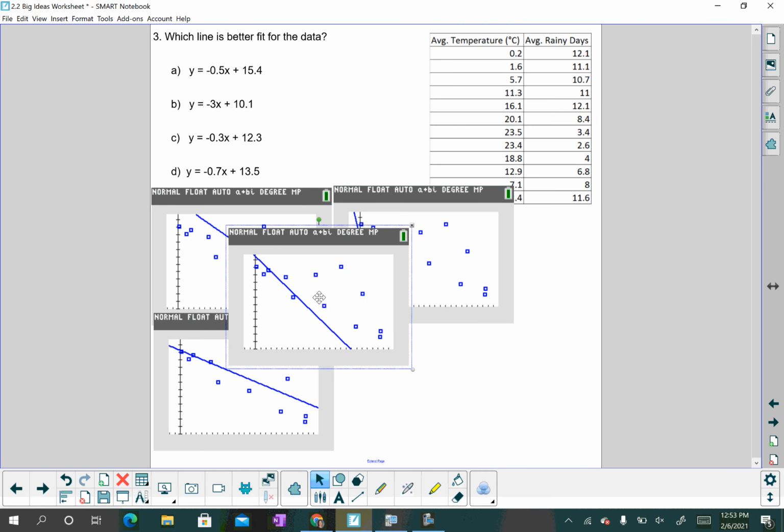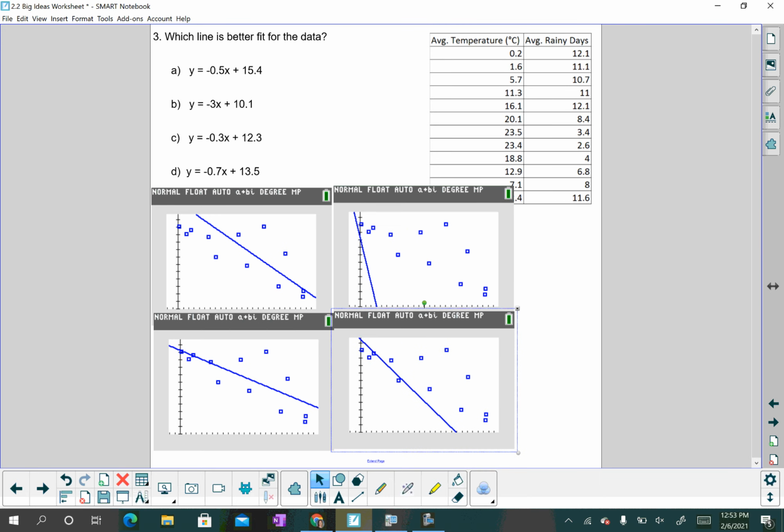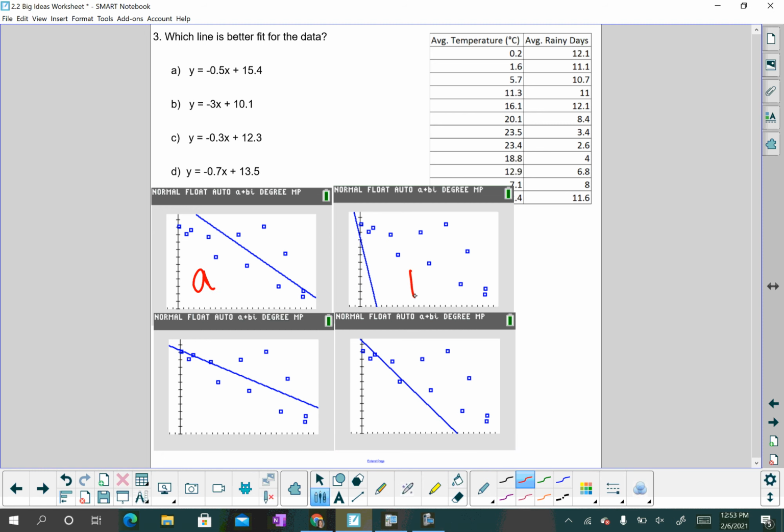All right, so the question is asking which of the following lines is a better fit for our data. So let's go ahead and label these so you have them. This guy was A, B, C, and D. The line that's the best fit of the data will show the general trend of the data. It should go through the middle of the data if your data is not exactly linear, with approximately the same number of points above the line as below the line.